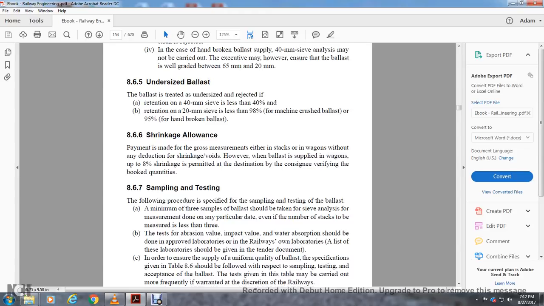8.6.6 Shrinkage allowance. Payment is made either on the stack or on the wagons without any deduction for shrinkage voids. If the ballast is supplied by wagons, up to 8% shrinkage is permitted, with the destination consignee verifying the book quantities.